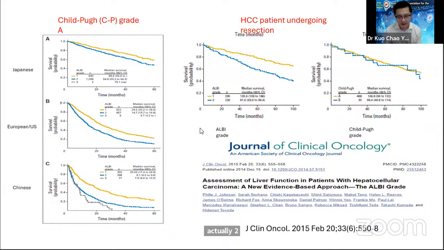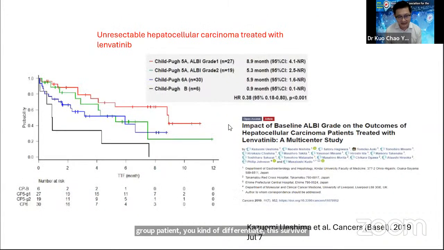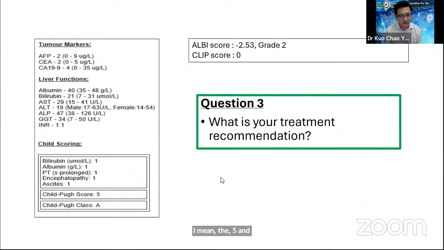As has been published before, for this HCC patient under resection, if you use the Child-Pugh score for the same group of patients, you cannot differentiate the survival as compared to using the LB score. Here is another example with lenvatinib, where there is a clear differentiation between Child-Pugh score 5 and then LB grade 1 and grade 2. So it is quite different.